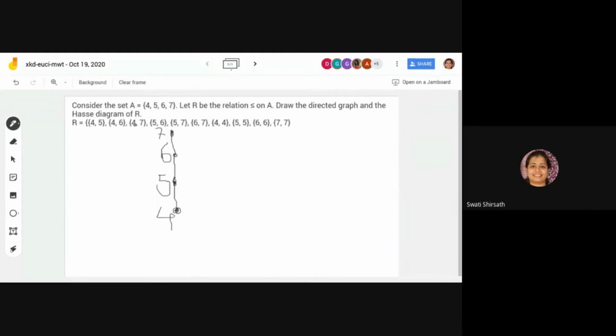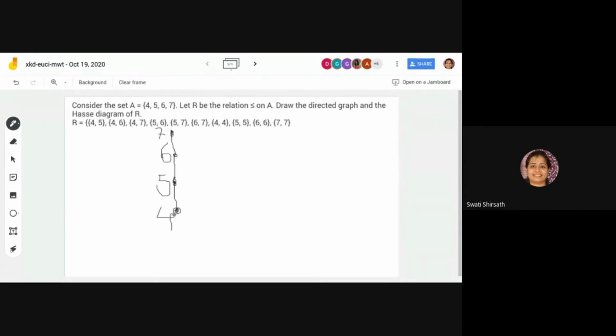there. Then 4 to 7 is also there. Let's see, 4 to 7 is connected through 5 and 6. Okay, so let's check whether there is any pair which is connecting through 5 and 6 to 4 to 7. So 4 to 5 is there and 5 to 7 is there. It means 4 to 7 is there. So 4 to 6 is there and 6 to 7 is there. It means 4 is connecting to 7 through 6. Okay. So 4 to 7 is there.